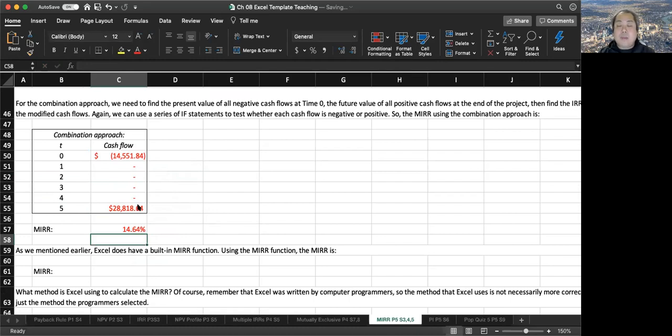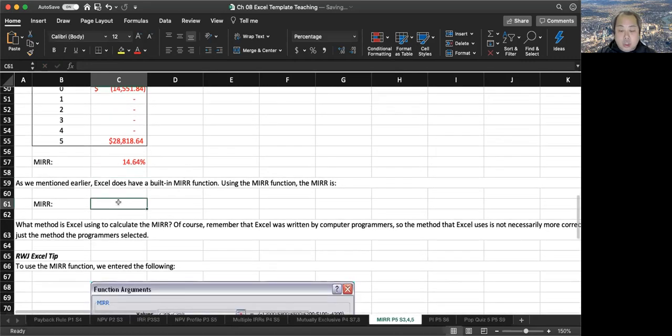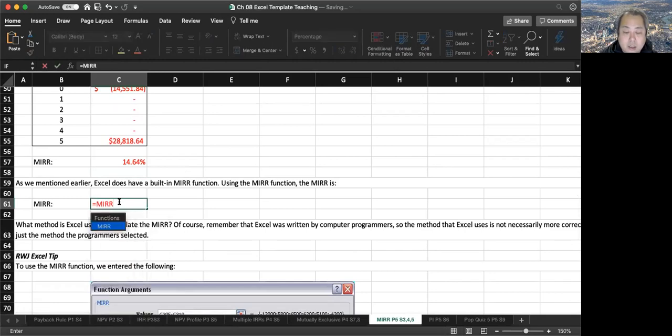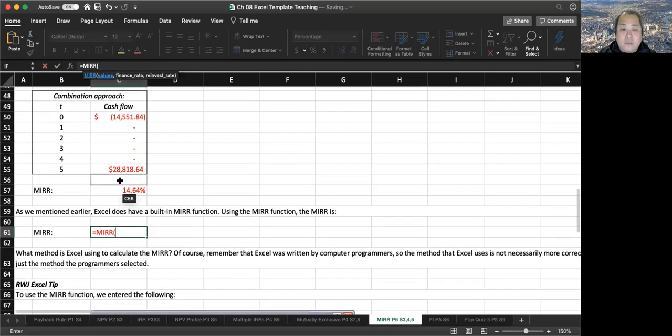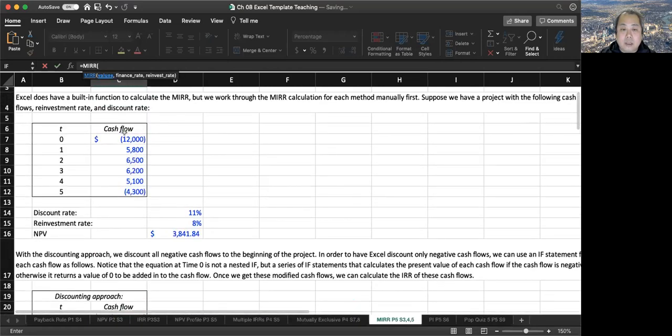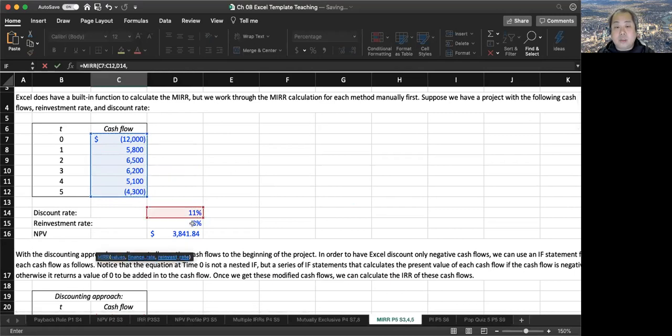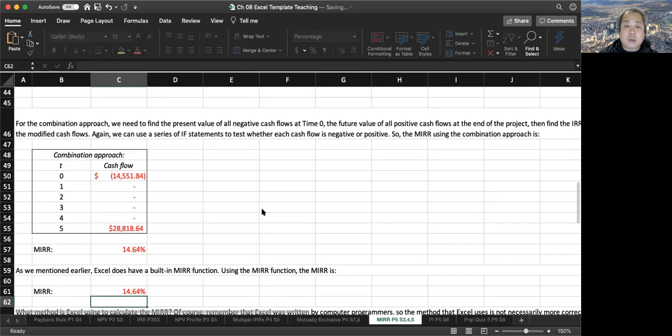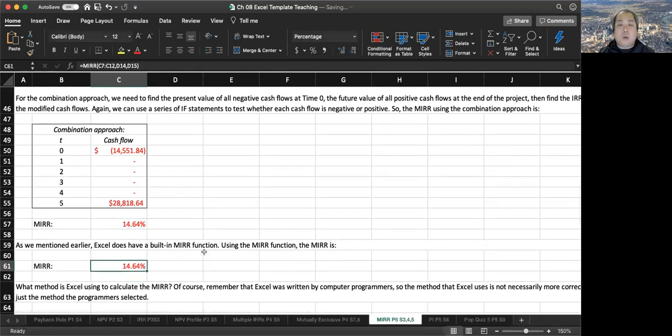So you can use any MIRR method. In Excel, there's a function called MIRR. It uses the third method, the combination approach. Just use MIRR, and then the first is the values, so the cash flows. The second one is the discount rate, and the third one is the reinvestment rate. And then compute, then you have 14.64%, exactly the same as the manual calculation. So that is how to calculate the modified internal rate of return.